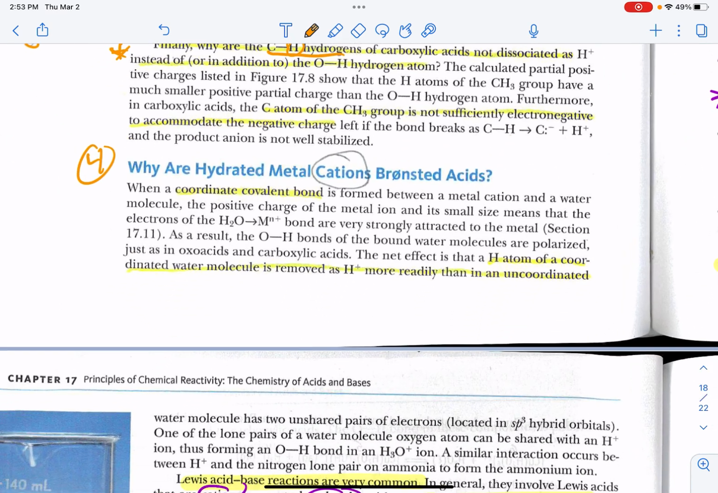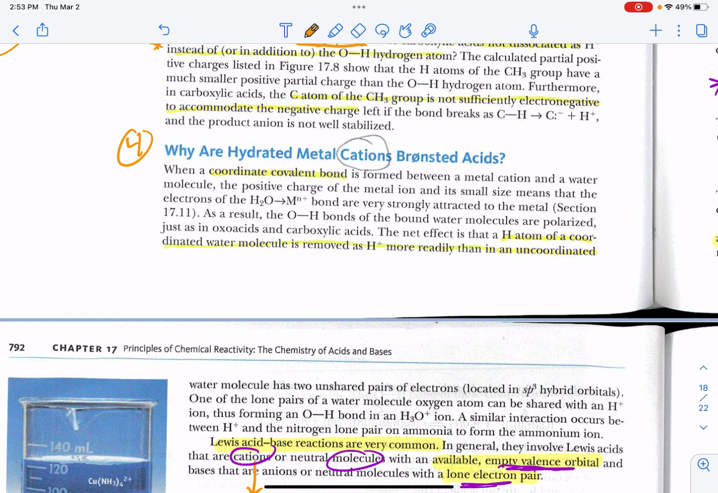All right, consideration number 4 answers the question, why are hydrated metal cations Bronsted acids? And here we have to remember what a coordinate covalent bond is. And that's when you can share 2 electrons instead of just 1 electron. And that's called a coordinate covalent bond as opposed to just a regular covalent bond, which involves 1 electron.